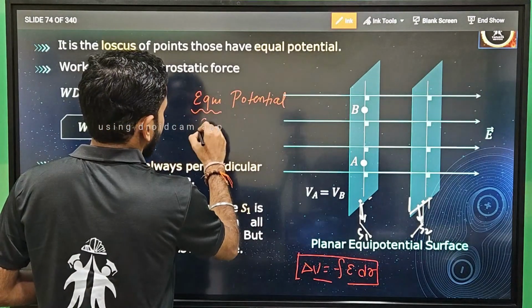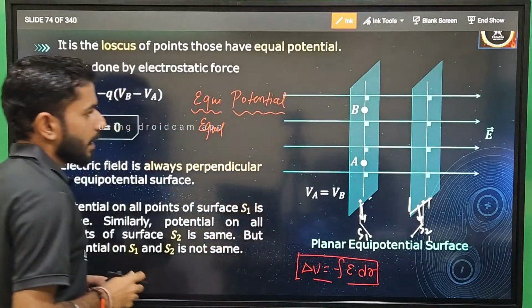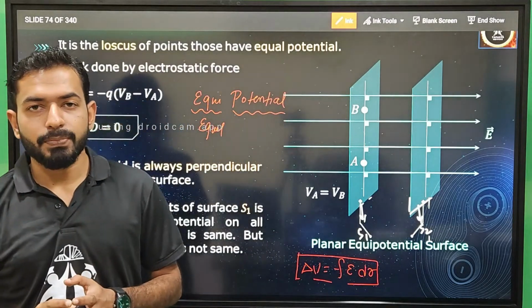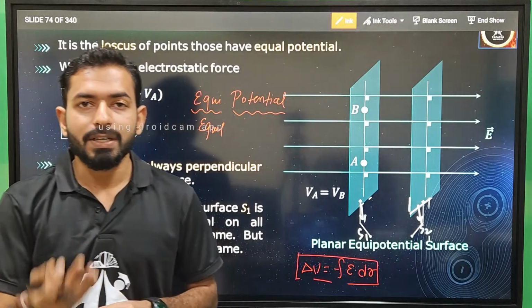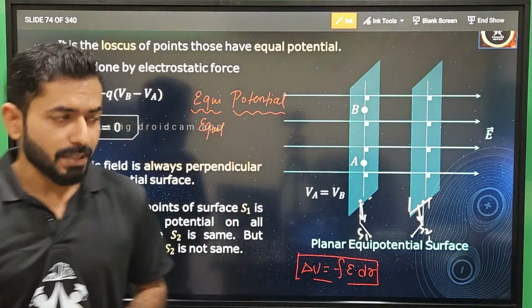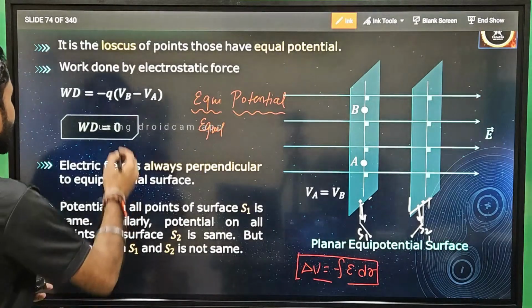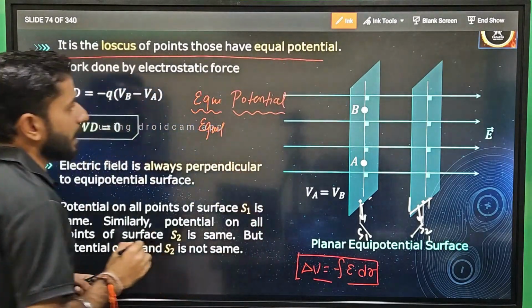Equi means equal or same. Potential you already know. That means it is a kind of surface or body which has the same potential at every single point of that body. That kind of body is called an equipotential surface. If I am talking about the definition that you will write in the board exam, it is a locus of points which have equal potential.